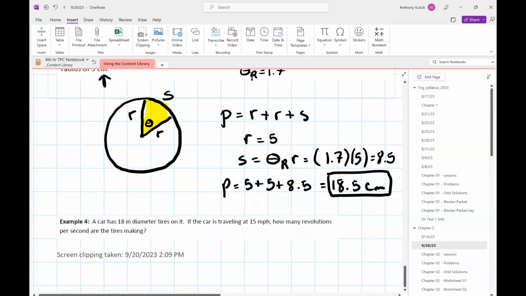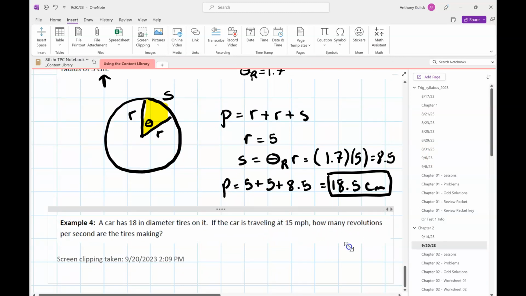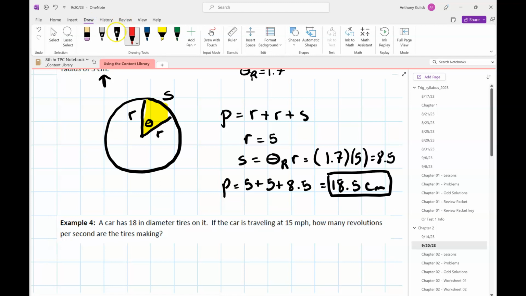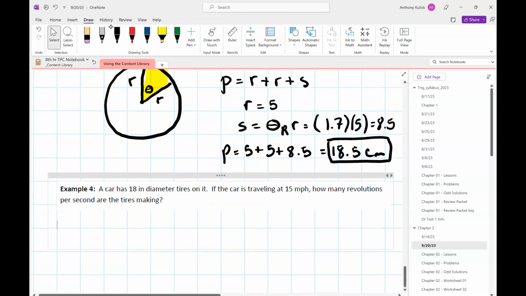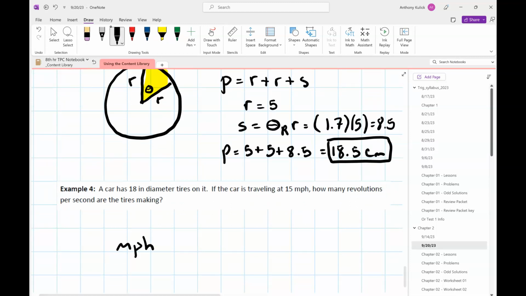This is probably the trickiest one for most students. So it says a car has 18-inch diameter tires on it. And it says if a car is traveling at 15 miles per hour, how many revolutions per second are the tires making? Ooh. This is just a unit conversions problem, though, where we're asked to go from miles per hour to revolutions per second.